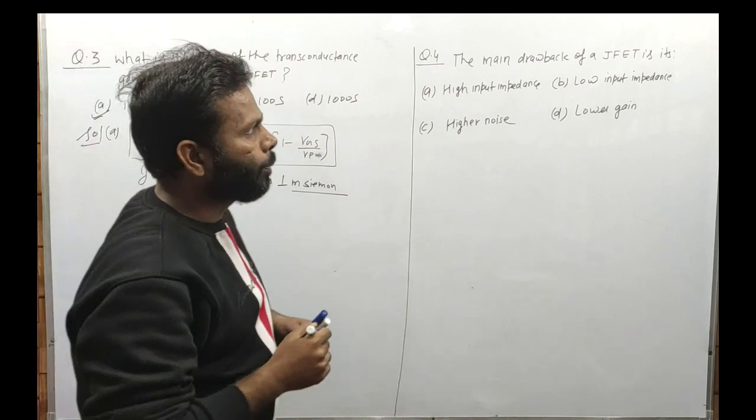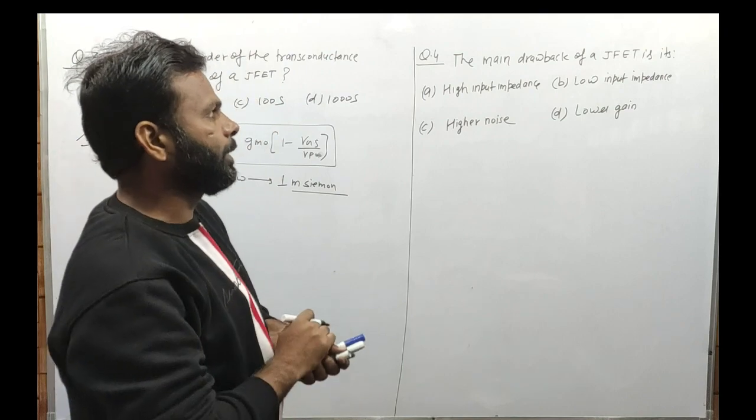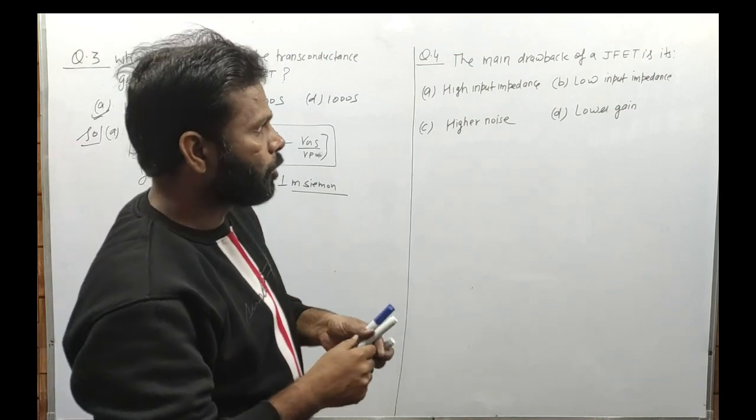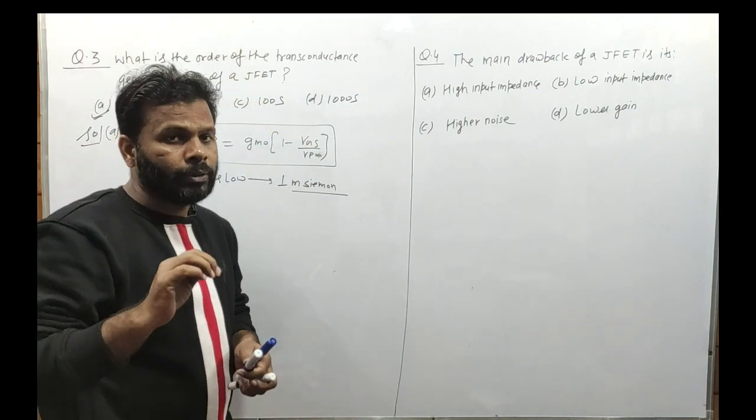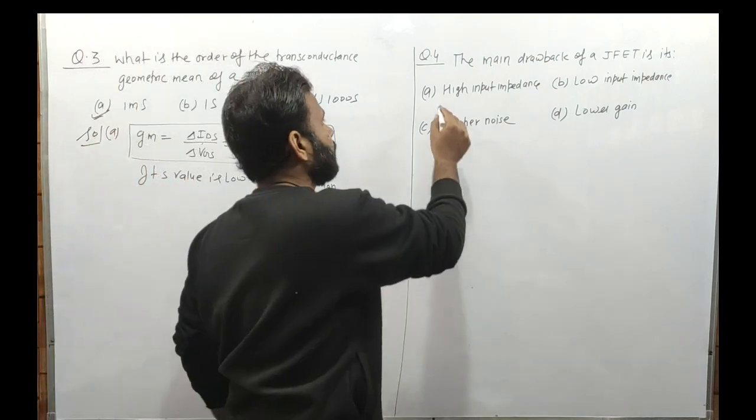नेक्स्ट क्वेश्चन है: the main drawback of a JFET is its high input impedance. गलत बात है. जो JFET है या MOSFET है इनका इंपीडेंस का ऑर्डर 100 मेगा ओम, 10 की पावर 4 से 10 की पावर 9 मेगा ओम. सो दिस ऑप्शन इज करेक्ट.